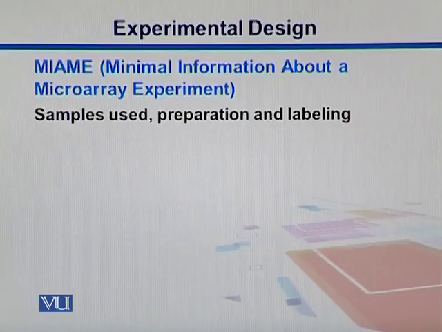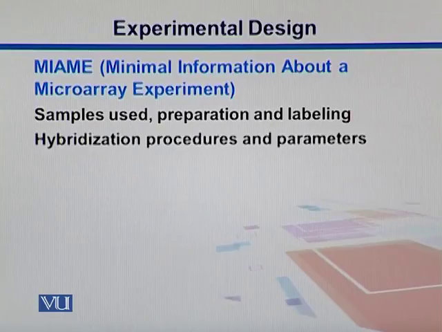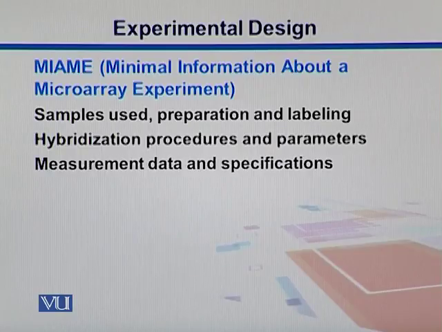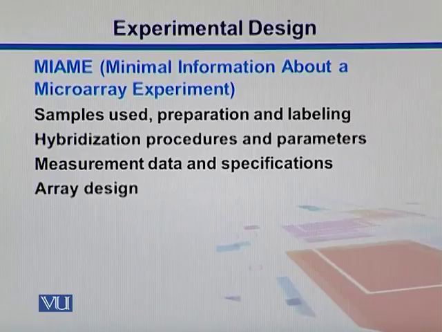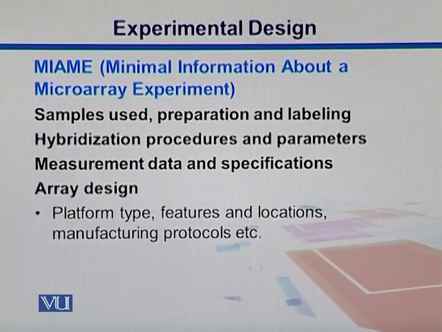We talk about the sample used, preparation, and labeling. We need to provide information about hybridization procedures and different parameters that were used. We need to talk about measurements and specifications like quantifications, and the hardware and software used for scanning and analysis. How did we perform our raw measurements? How did we do our transformations or normalizations, etc. We also talk about array design: which platform was used, how many features and their locations, and what manufacturing protocols we used.